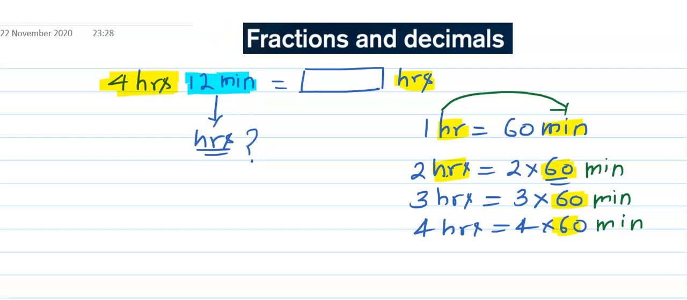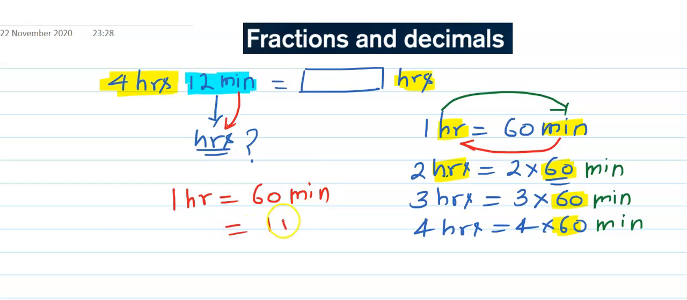If you see here, we need to convert minutes into hours. So we need to go back. Once we are going back, let's write down here 1 hour is 60 minutes. So if it is 1 minute, then 60 goes and sits under the 1. So it is 1 over 60 hour. So what we have learned is, to convert minutes into hours, you divide by 60.